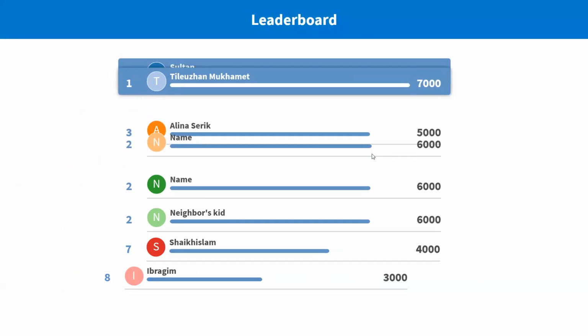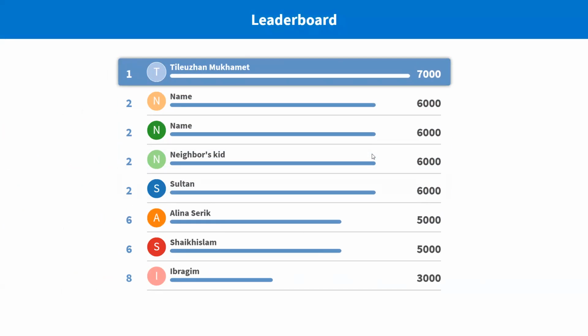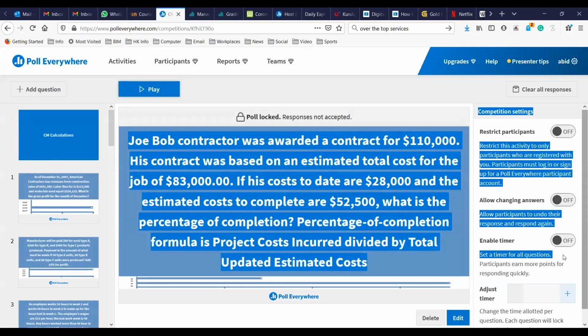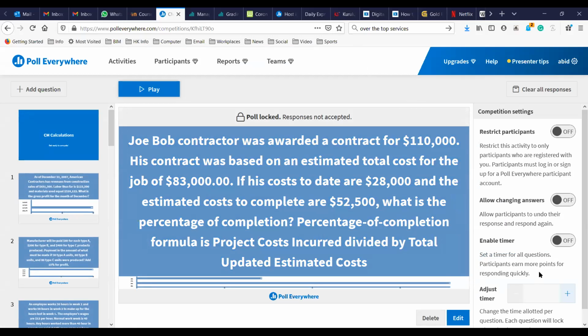Okay, this is the leaderboard. Maybe now I change a little bit. I enable the timer, so the quicker you answer, the higher marks you will get. The timer is you have to answer within 120 seconds.